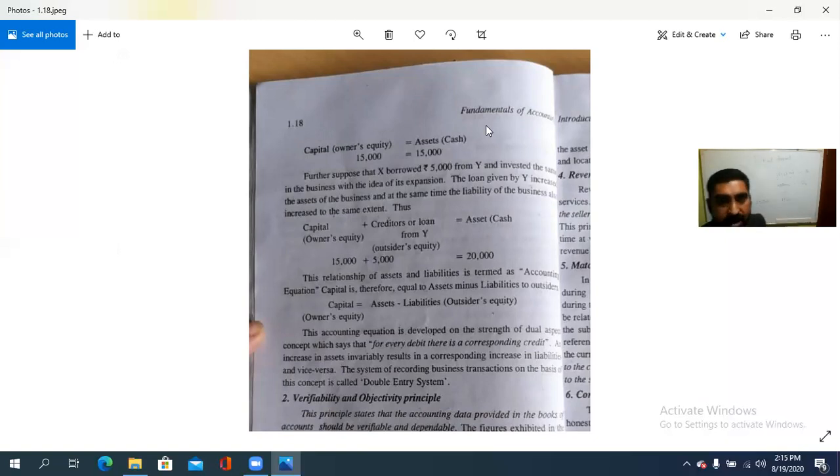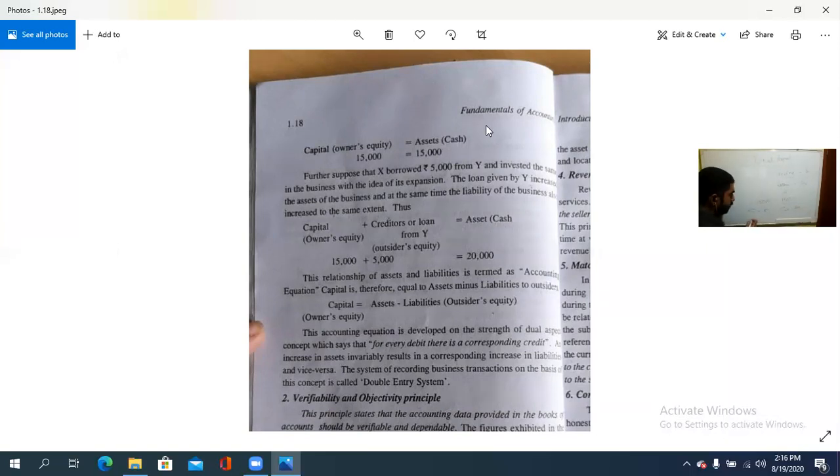Then the loan given by Y increases the assets of the business, isn't it? കാശ് കടം മേടിച്ചാലും സ്വന്തമായിട്ടുണ്ടായാലും ക്യാഷ് അല്ലേ? അപ്പൊ 15 5 20 ക്യാഷ് ആയി, isn't it? So 20 ക്യാഷ് ആയെങ്കിൽ അപ്പോ ക്യാപിറ്റൽ എത്രയായി? Capital is equal to 15. Then what is that? Cash is equal to, or asset is equal to 20.